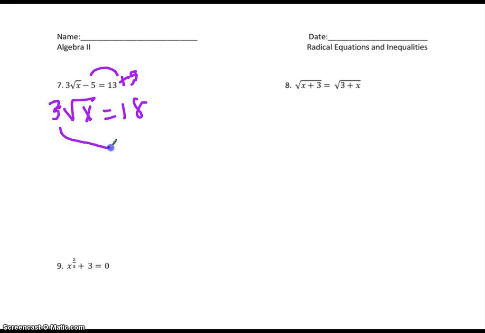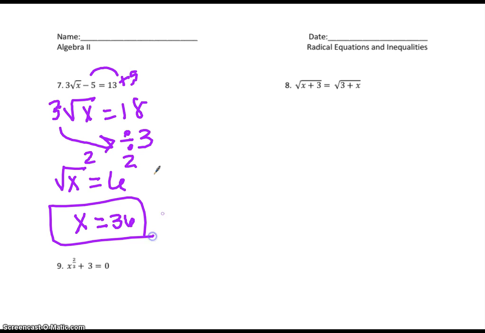3 is in front of that, so I would bring this 3 over here and divide by 3. And you get the square root of x is equal to 18 divided by 3, which is 6. And that's going to be easier to work with. Now we square both sides, and we get x is equal to 36, and that's your answer. If you had done it the other way, you're going to get the same answer.